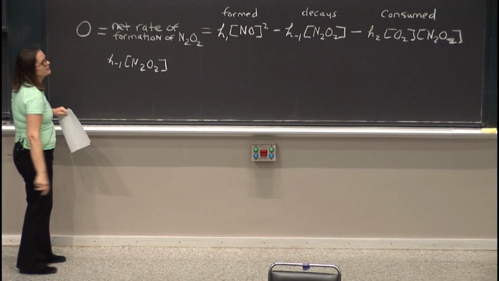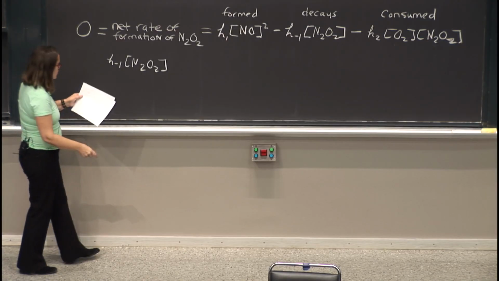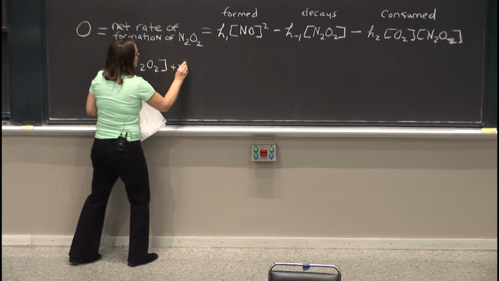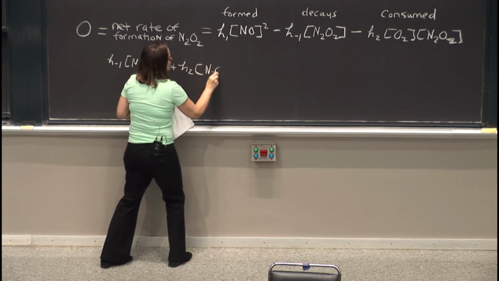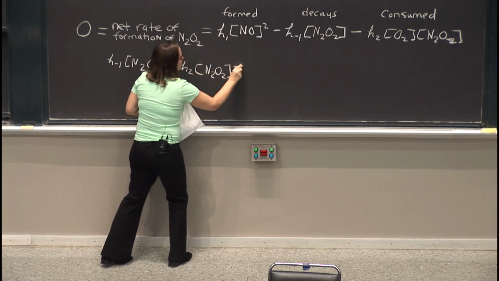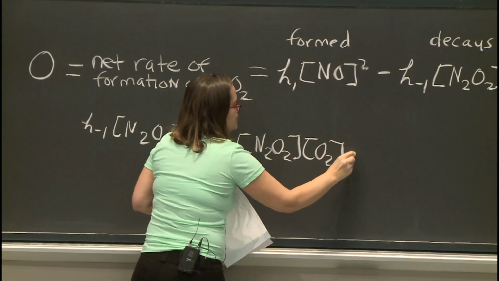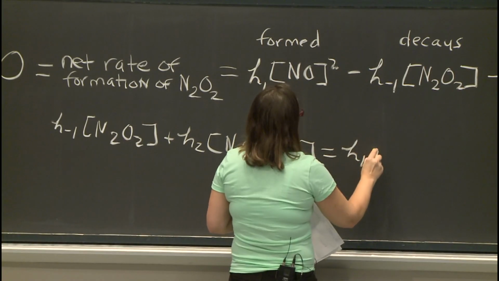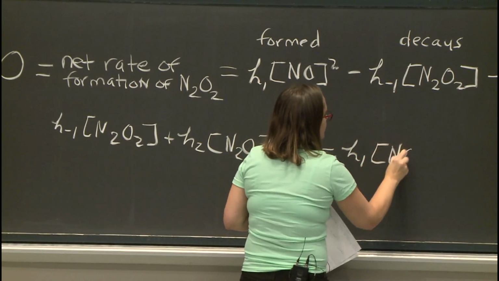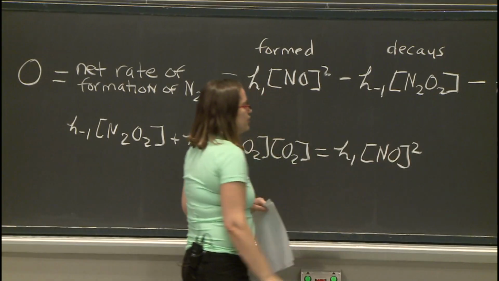And I'm going to bring the same for the rate law at which it's consumed over. So that's K2 times our intermediate concentration and our oxygen concentration. And now on the other side, we'll have the rate at which the intermediate is formed, which is K1 NO to the 2.